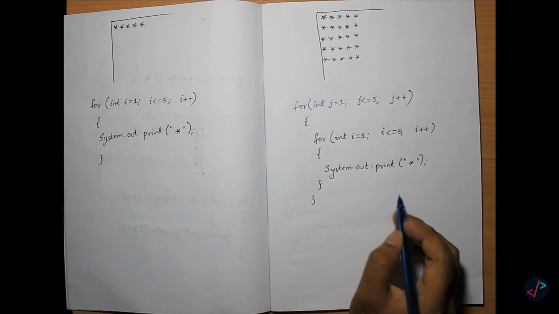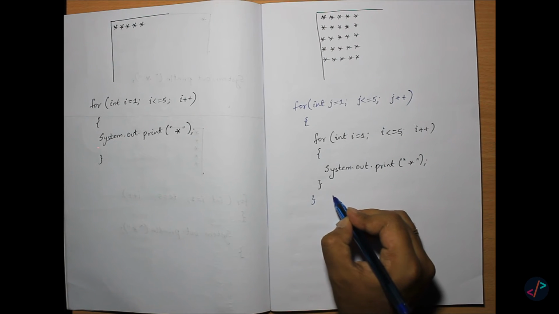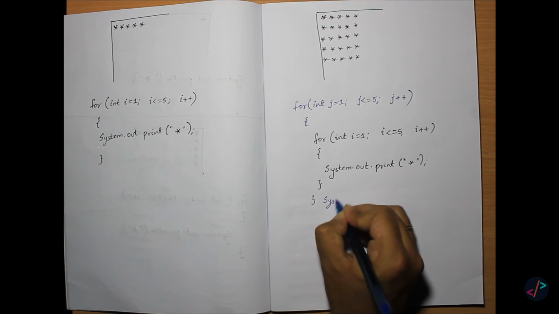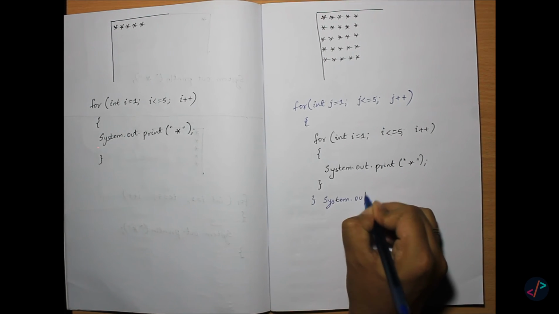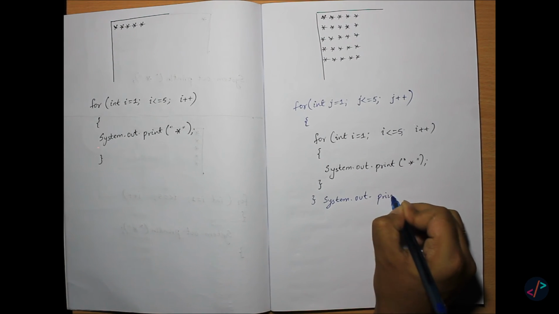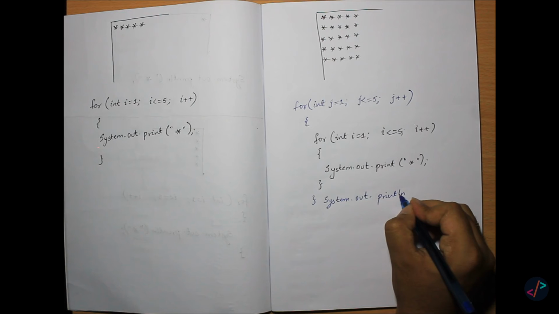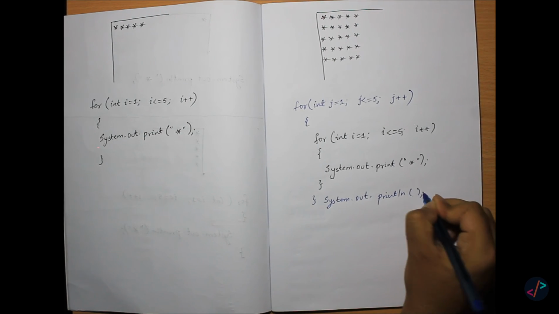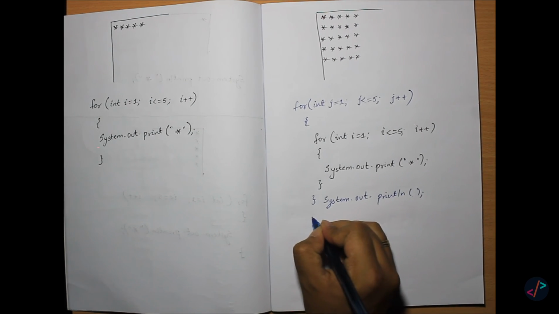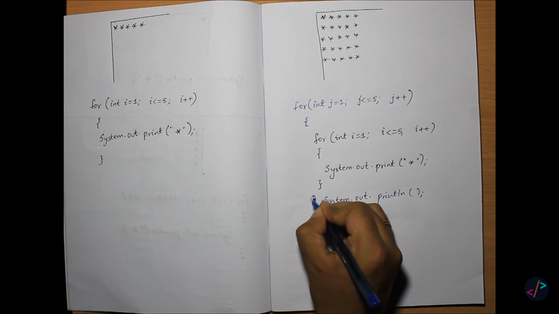So I will come outside the for loop. I will write System.out.println here. What do I have to print? I don't want to print anything, just bring the cursor to the next line. So I'll just leave it empty. After that, I will close the for loop.